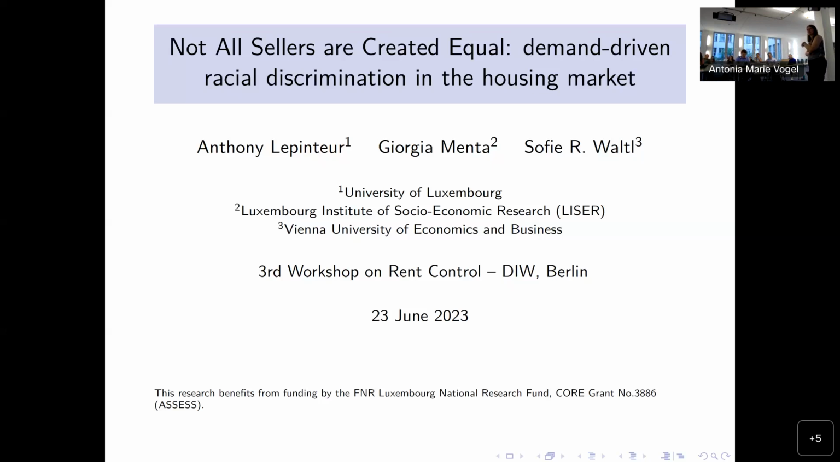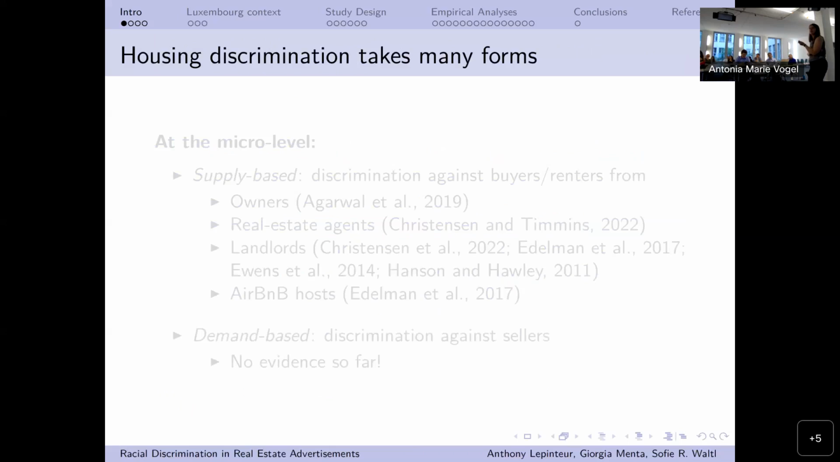Namely, we are looking at the supply side of the housing market, demand driven affecting the supply side, and not the usual way of discrimination where we look at the consumers, the buyers, but we are actually looking at the sellers and whether there is some discrimination going on. It's a very specific setting, but we also try to convince you that it is at least one aspect that is important in the entire discussion about discrimination in the housing market.